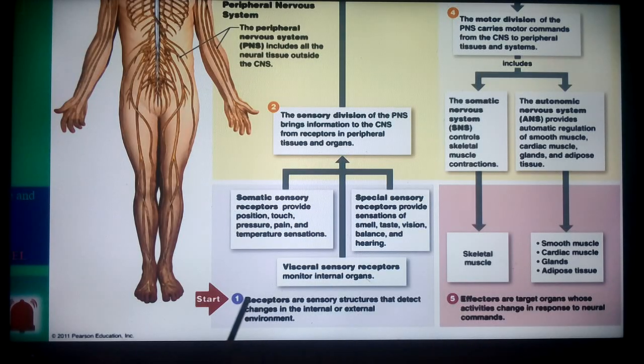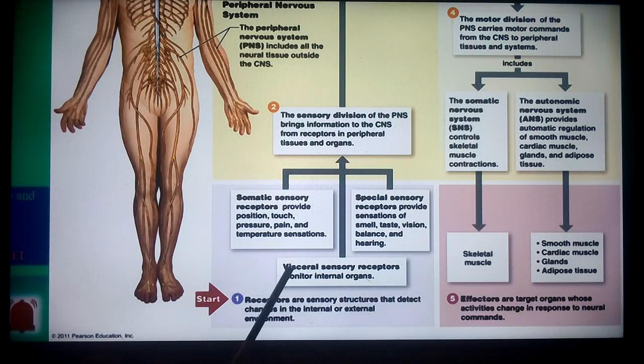Therefore, whenever we mention this concept of receptors, we are going to refer to these specific structures. These structures can be categorized in various forms, as we will see from these three basic categories. Somatic sensory receptors provide the sense of position, touch, pressure, pain, and temperature sensation. And of course, we're going to see them later in a different visual display.